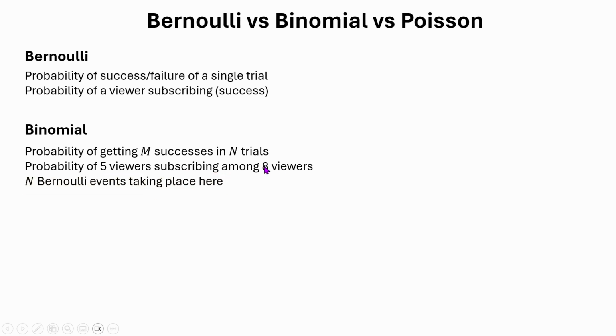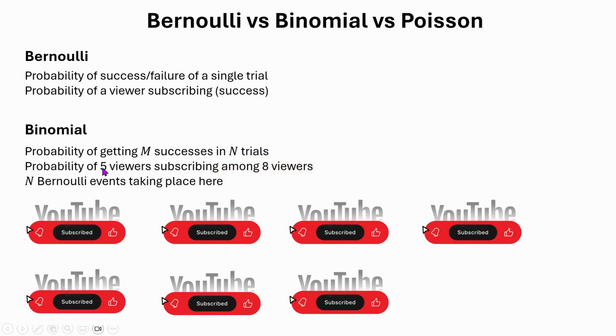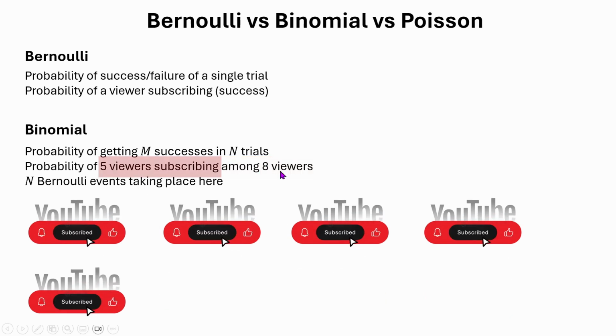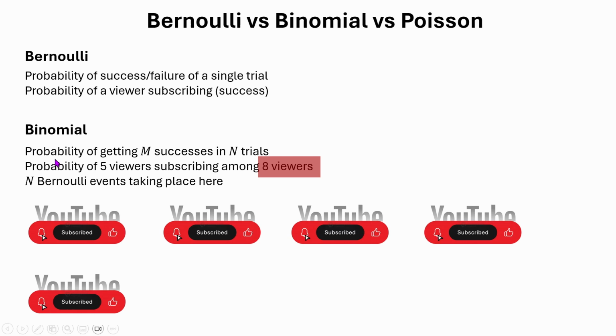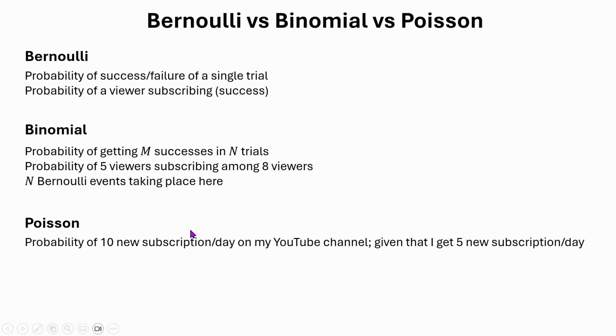Here you can see we have 8 trials happening, and from that we are getting 5 successes. So that means there are 8 Bernoulli trials happening in this particular example. So what is the relationship of Poisson? The relationship of Poisson with binomial isn't that easy to see, but I will give an example, and then I think it will be clearer. If you say the probability of 10 new subscriptions per day on my YouTube channel, given that I get 5 new subscriptions per day, this is an example of the Poisson distribution.